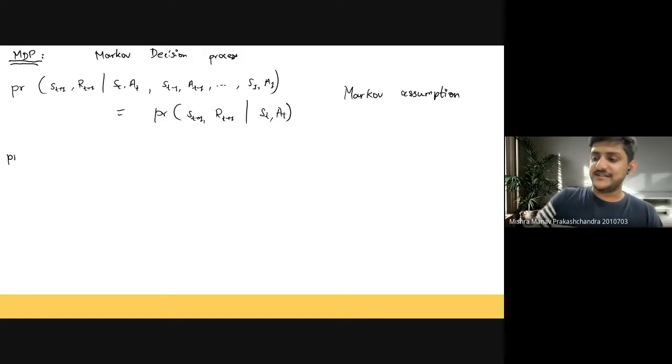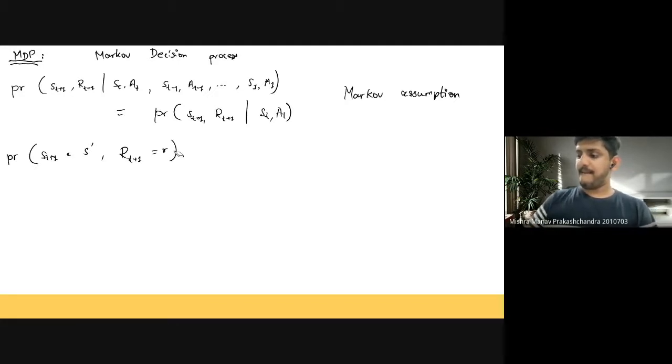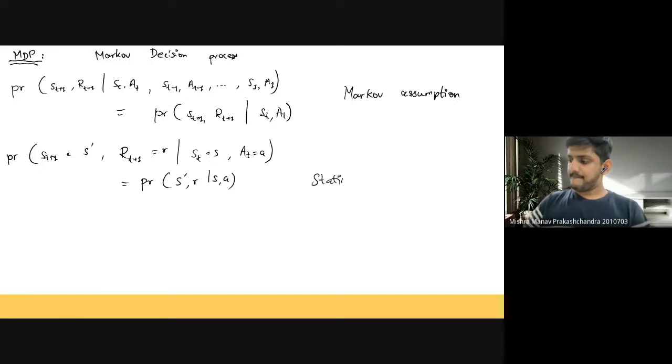Okay, and the second assumption is the stationary assumption. Okay, so these are the two assumptions for defining an MDP.